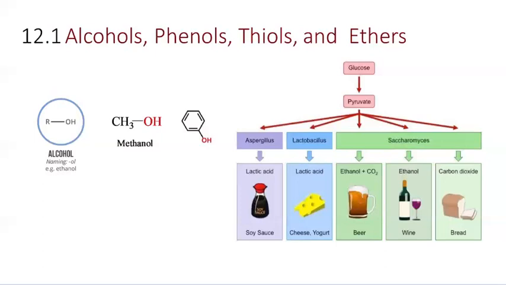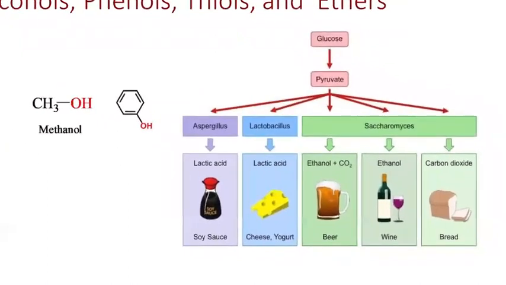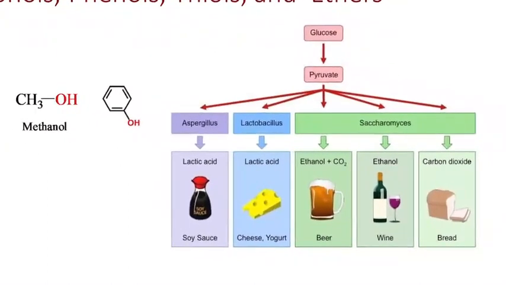Now, where do we see alcohols in real life? Well, as you can see here in the figure on the right side of the slide, alcohol is one of the byproducts that certain organisms produce. And we as humans have certain food products thanks to these organisms producing these compounds out of processing some biomolecules. So, for example, alcohol can be obtained, as you can see, via the conversion of sugar in the form of glucose.